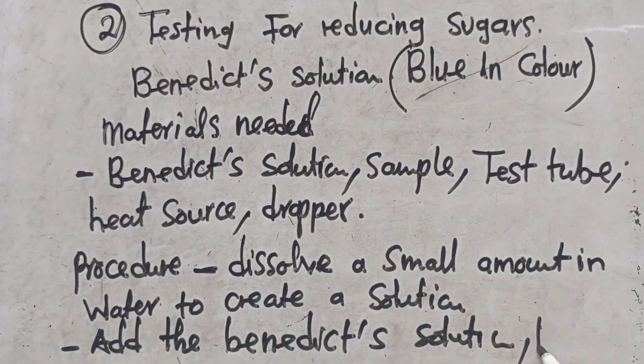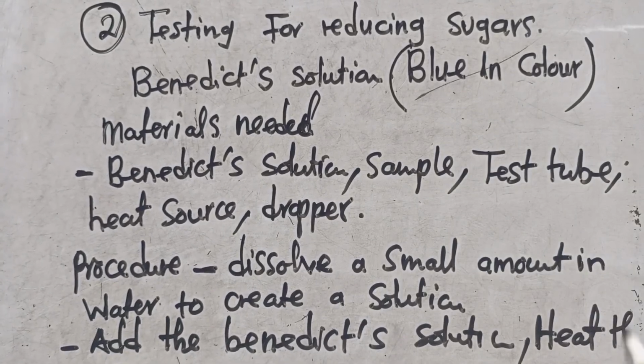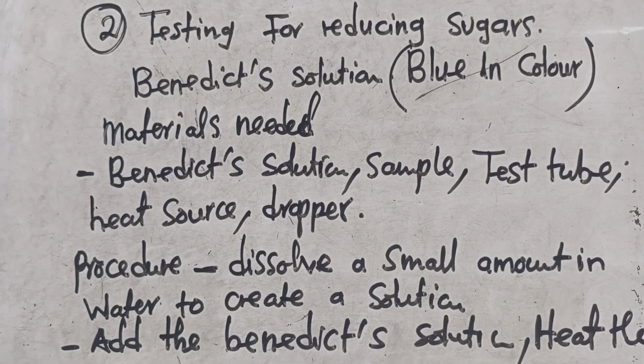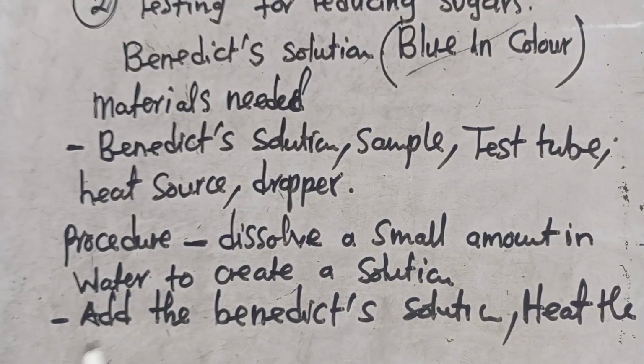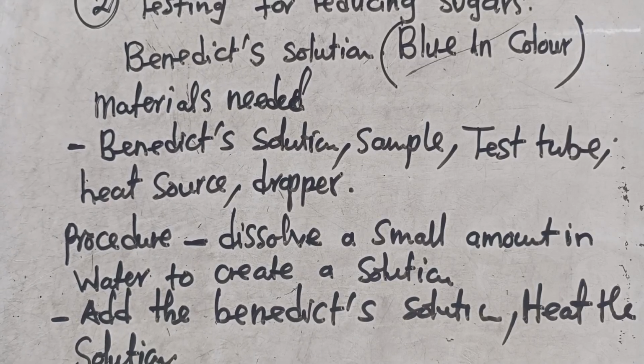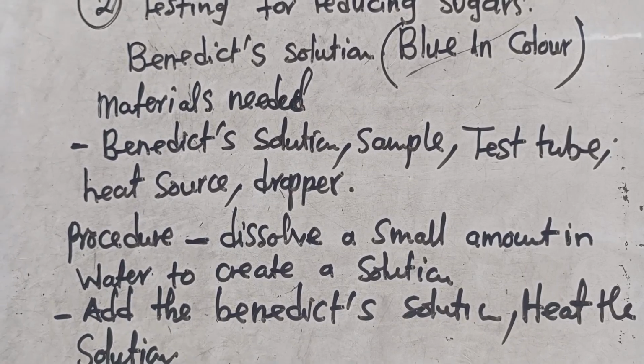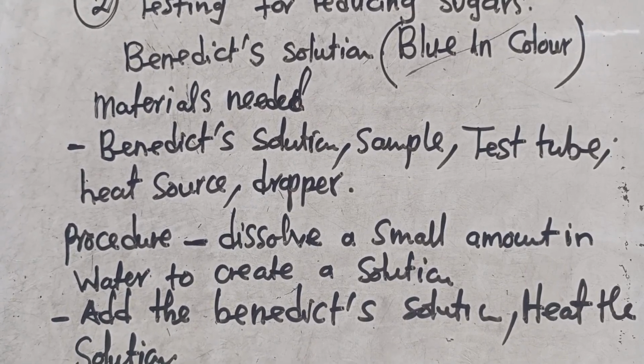Heat the mixture. So the next step is where you heat the solution. I just want you to understand this. After heating the solution, you place the test tube in a boiling water bath for about 2 to 5 minutes. Then after heating, you are going to observe a color change.